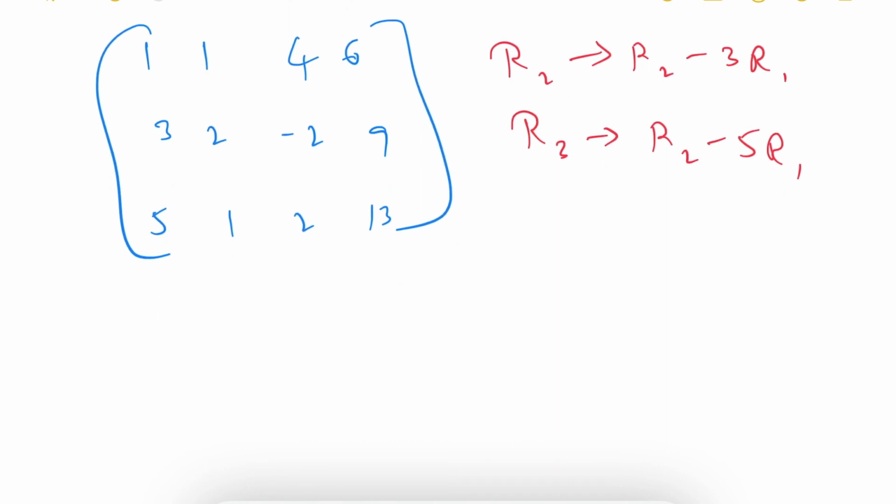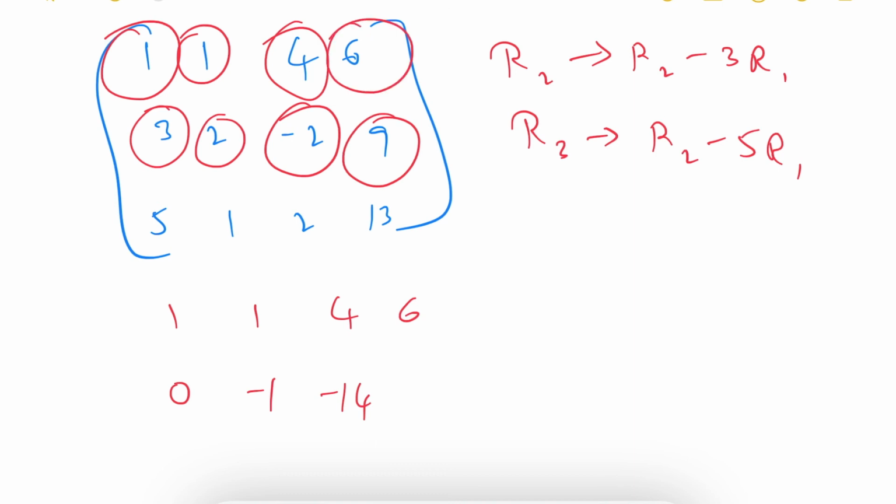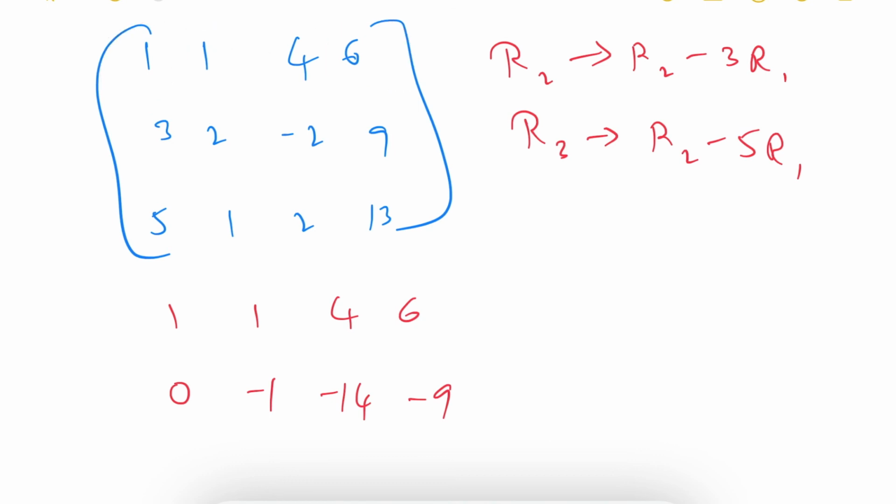First row as it is, 1 1 4 6. Second row, R2 minus 3R1, so 3 minus 3 is 0, 2 minus 3 is minus 1, minus 2 minus 12, so minus 14. Next 9 minus 18, minus 9, because 3 times we said, right? That's why I'm multiplying with 3 to the first row. Now next R3, R3 minus 5R1.